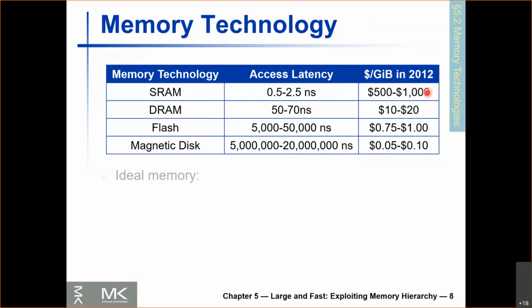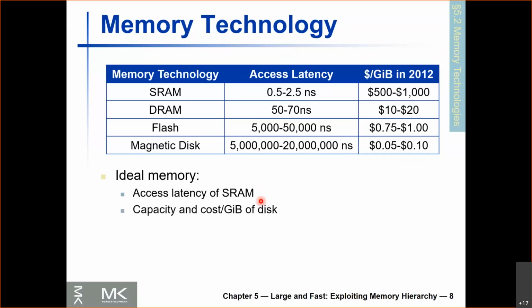So when we build memories, our ideal memory would have the latency of SRAM. We would like to be able to access memory quickly. In the pipeline that we saw before, we were assuming that we can access memory in 1 cycle, which is of the order of a fraction of a nanosecond. In the ideal memory, we want the latency of accessing SRAM. But we don't want our memory to be very expensive. We want it to have a huge capacity at low cost. So we would like to have the capacity and cost per gigabyte of disk.